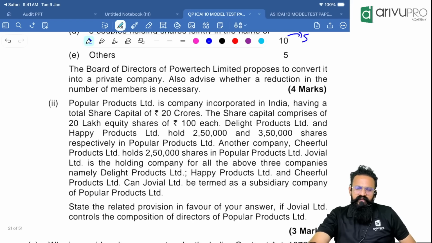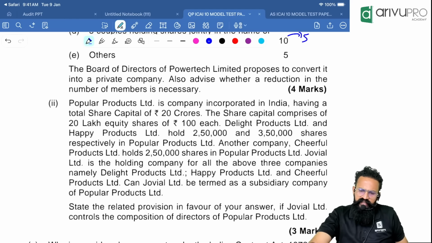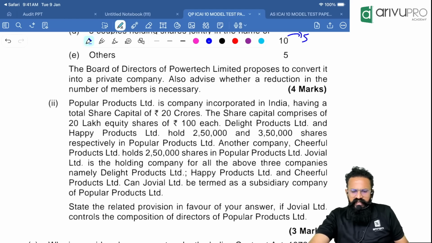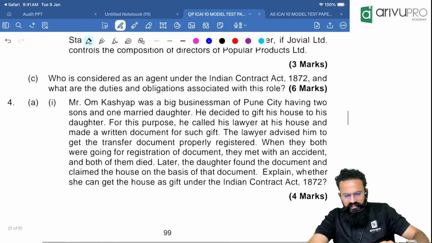Popular Products Limited is a company incorporated in India having a total share capital of 20 crore. The share capital comprises of 20 lakh equity shares. Again, people, subsidiary company, same logic.